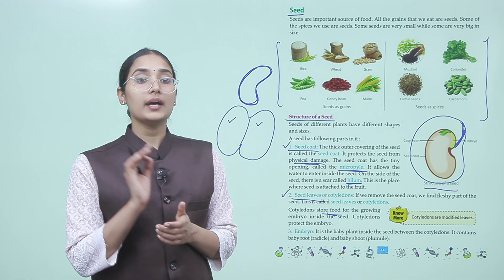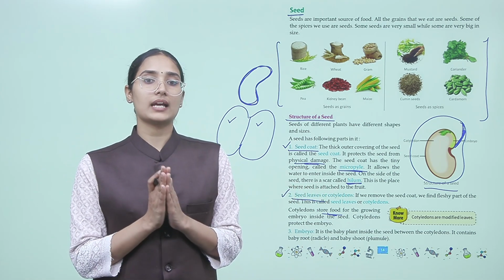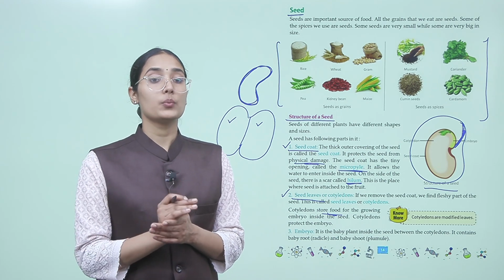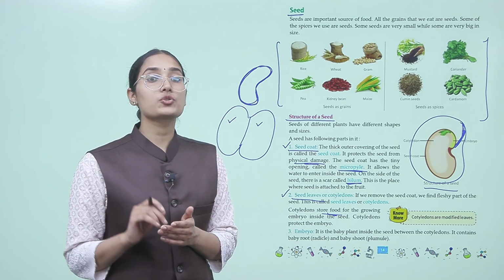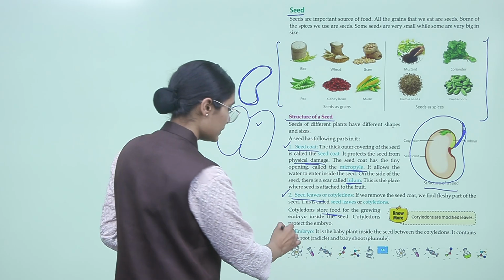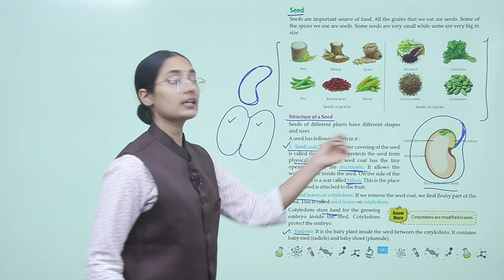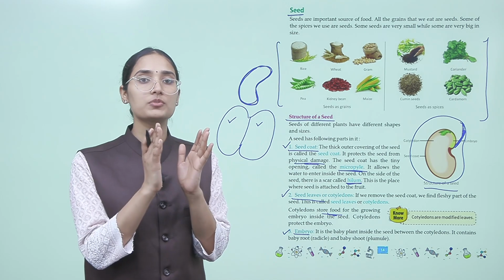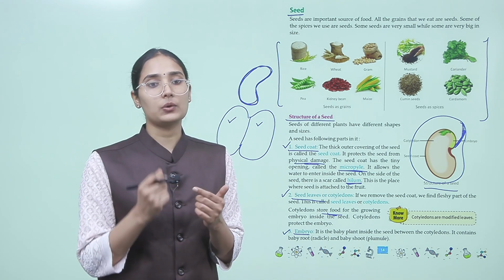Now next comes the embryo. It is the baby plant inside the seed between the cotyledons. It contains the baby root, which is called radicle, and the baby shoot, the plumule. So the next thing that is there inside the seed, which is very small, we have to very keenly observe to figure it out, okay?